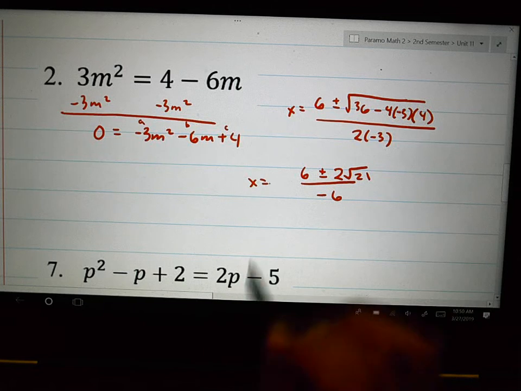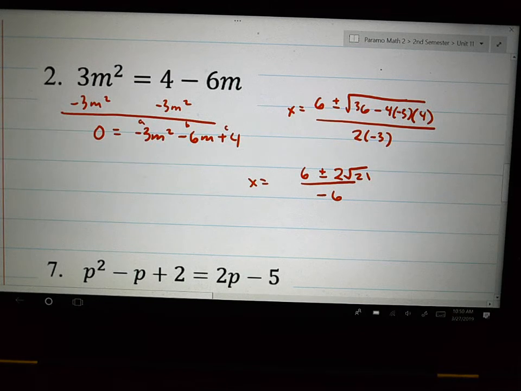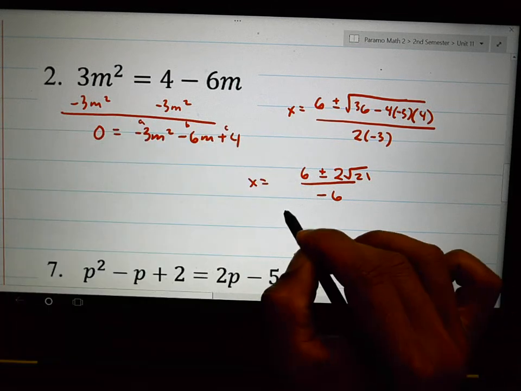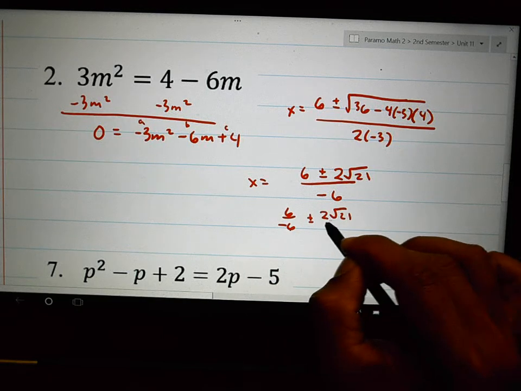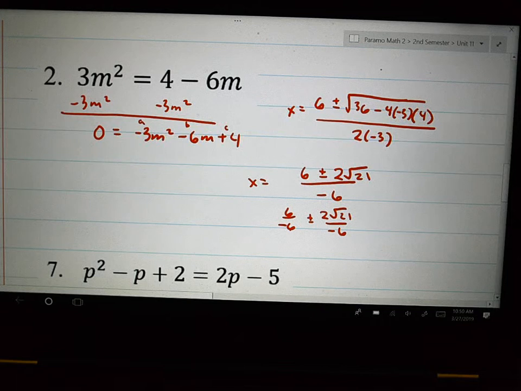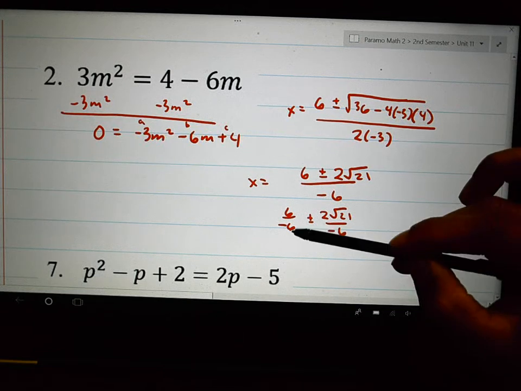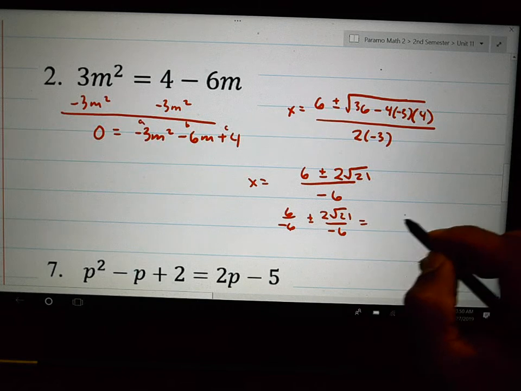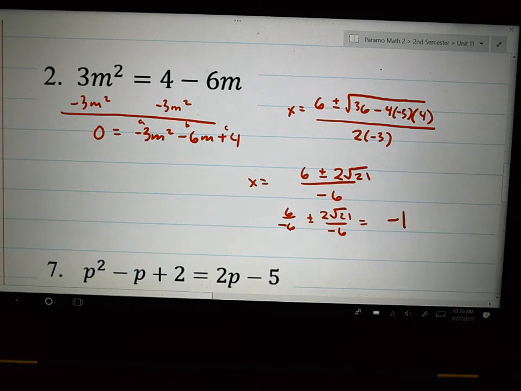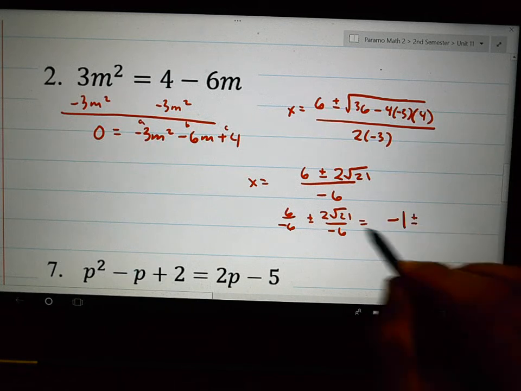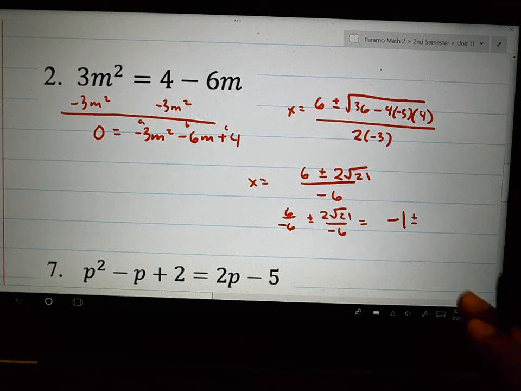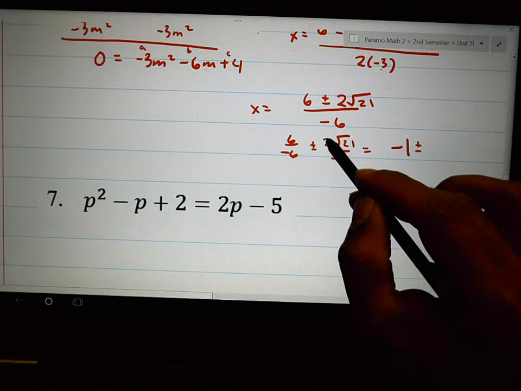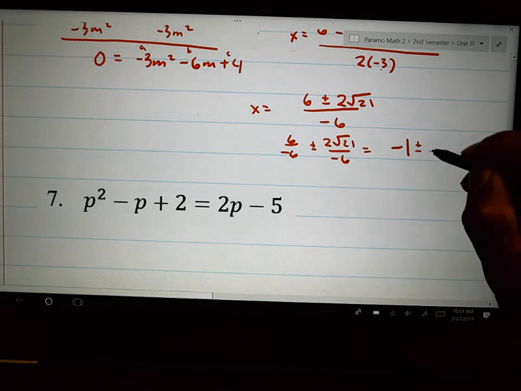This is where I say you need to split it. You need to have that first part over the negative 6. You need to have the second part over the negative 6 because it might reduce. It might simplify. Doesn't that simplify right there? 6 divided by negative 6? What does it simplify to? It simplifies to negative 1. Does the 2 and the negative 6 reduce? Yes, it does. 2 can go into the negative 6 negative 3 times.